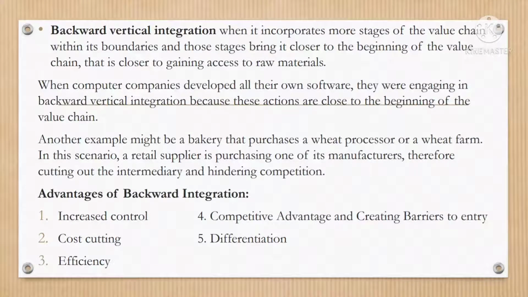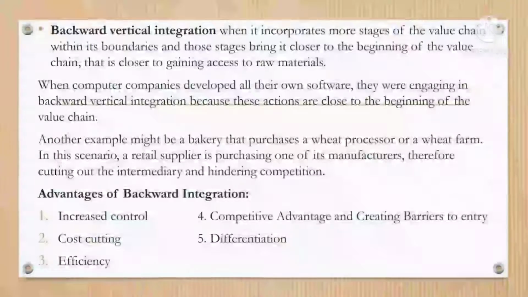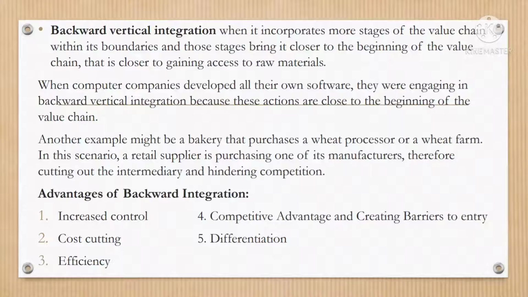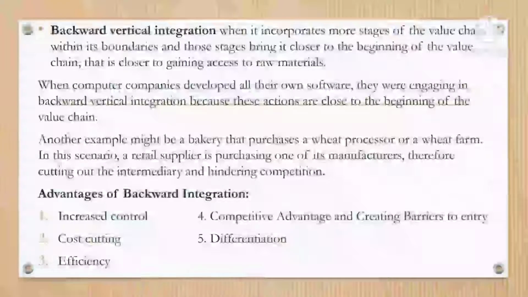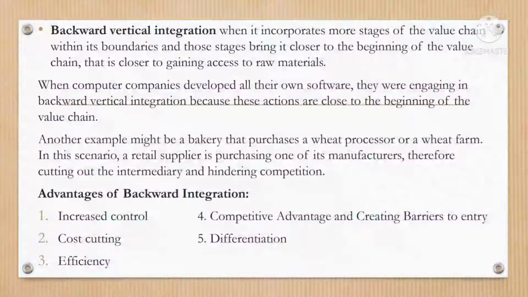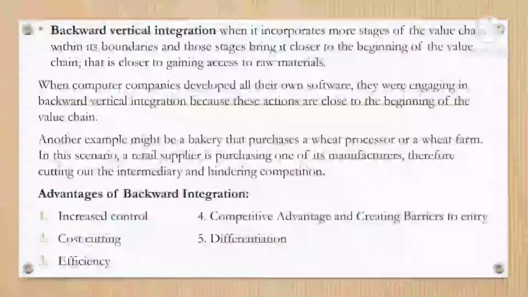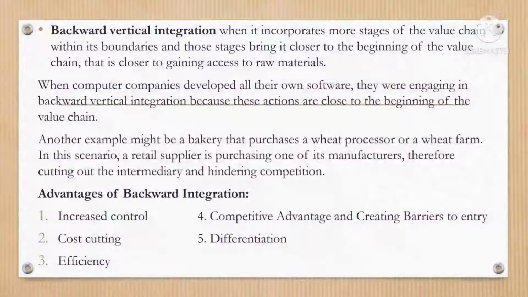In this scenario, a retail supplier is purchasing one of its manufacturers, therefore cutting out the intermediary and hindering competition. It is known as backward vertical integration because the firm is behind in the supply chain. So in a basic supply chain of raw material extraction, manufacturing, and distribution, the distributor could merge with the raw material extractor or the manufacturer and be classed as backward vertical integration. This is because they are at the stage behind in the supply chain. Advantages of backward integration: increased control, cost cutting, efficiency, competitive advantage, and creating barriers to entry and differentiation.